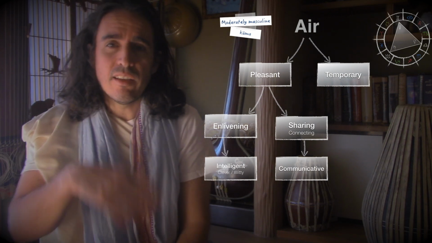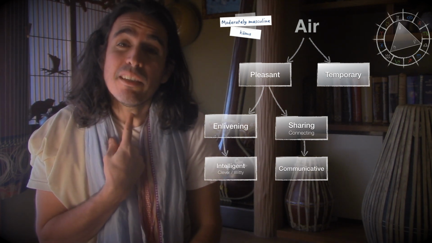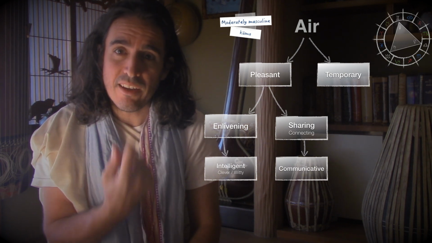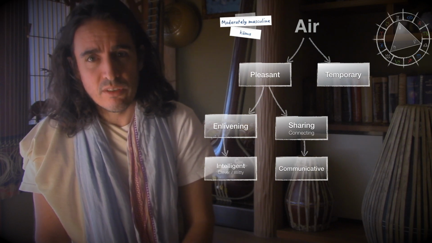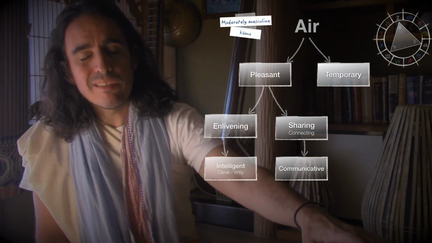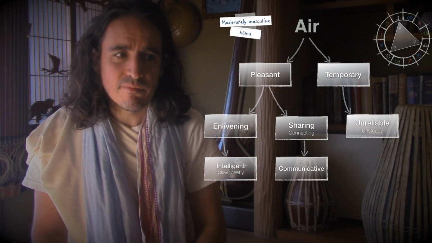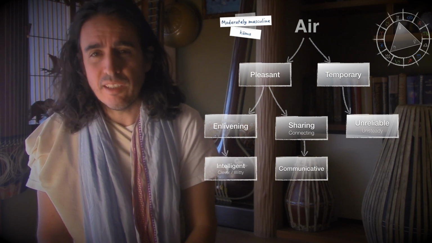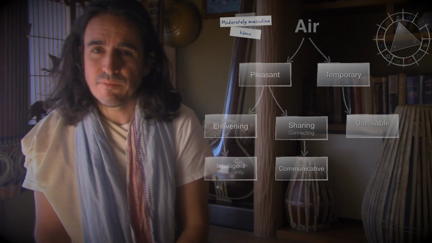And then because air is connecting everything and moving back and forth, and because you can't speak without air, our whole vocal apparatus works on the air, air signifies communication and words, speaking. Since air is temporary, it moves around all the time, therefore it's unreliable, distinct from Earth. Unlike Earth, air is very unreliable, unsteady.